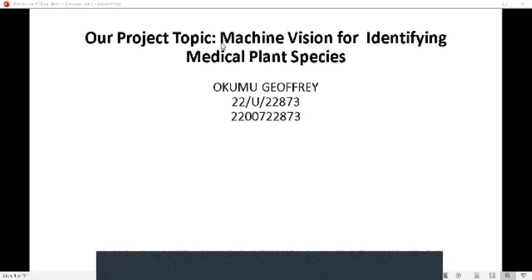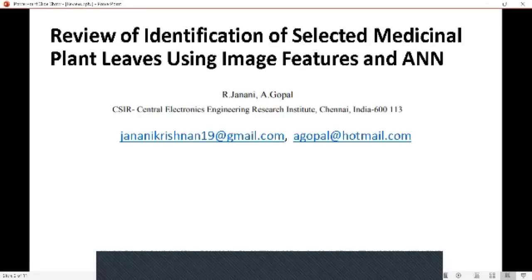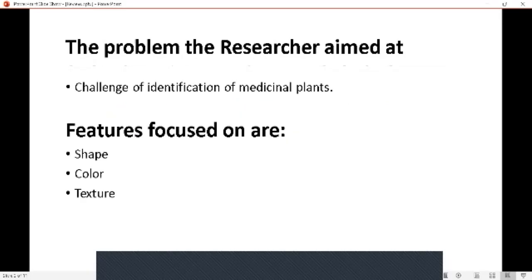I'm going to do a paper review of "Identification of Selected Medicinal Plant Leaves Using Image Features and Artificial Neural Networks." This paper was authored by Janani and Gopal, who happen to be an Indian focused project. The problem that these researchers were aiming at was the challenge of identification of medicinal plants, which is quite a challenging factor within our society.